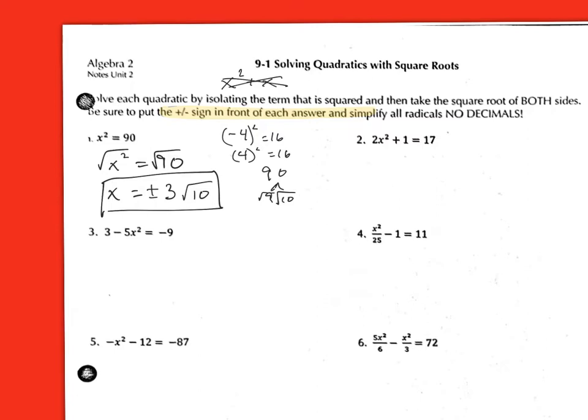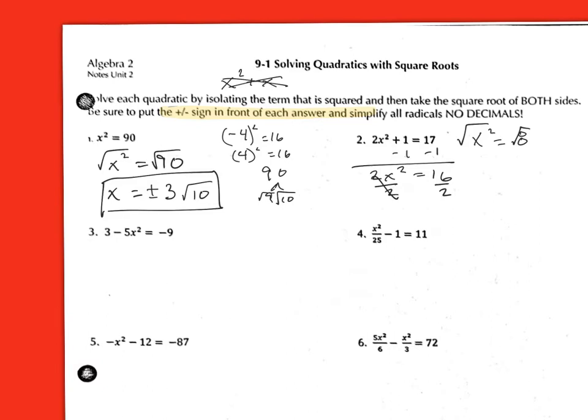So again, the first step is to isolate the squared, so that x squared has to be all by itself. So here we're going to move that 1 over, and now we'll divide both sides by 2. Now we get x squared equals 8. And then, of course, the final step is to take the square root of both sides.